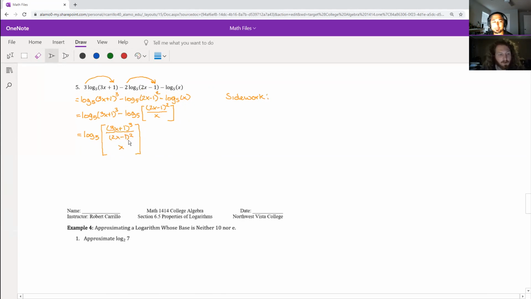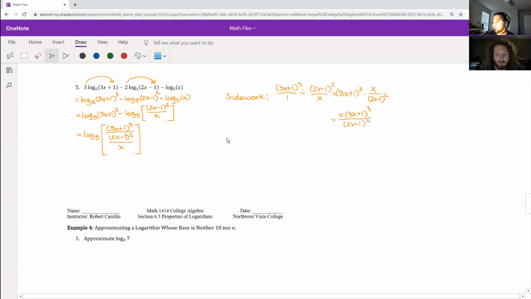Okay, so let's do our side work, right? And throw that back in there. So we're starting with 3x plus 1 cubed over 1 divided by 2x minus 1 squared over x. So this is 3x plus 1 cubed times x over 2x minus 1 squared. Okay, so this is x times 3x plus 1 cubed divided by 2x minus 1 squared.